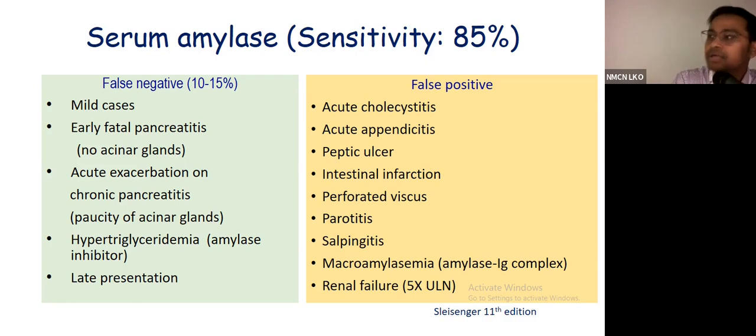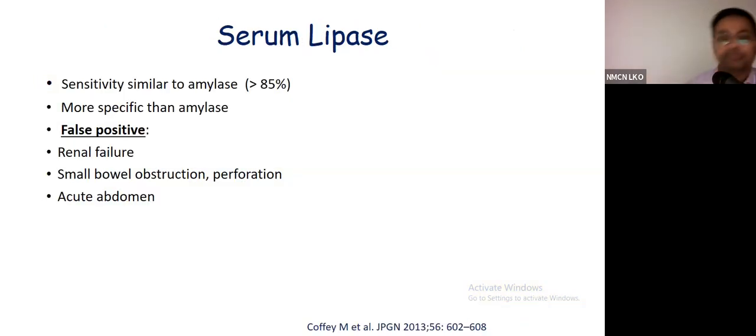There are certain other conditions where there will be a falsely elevated serum amylase, like acute cholecystitis, acute appendicitis, peptic ulcer disease, intestinal infarct, perforated viscus, parotitis, salpingitis, and renal failure. A condition called macroamylasemia can also have falsely elevated serum amylase level.